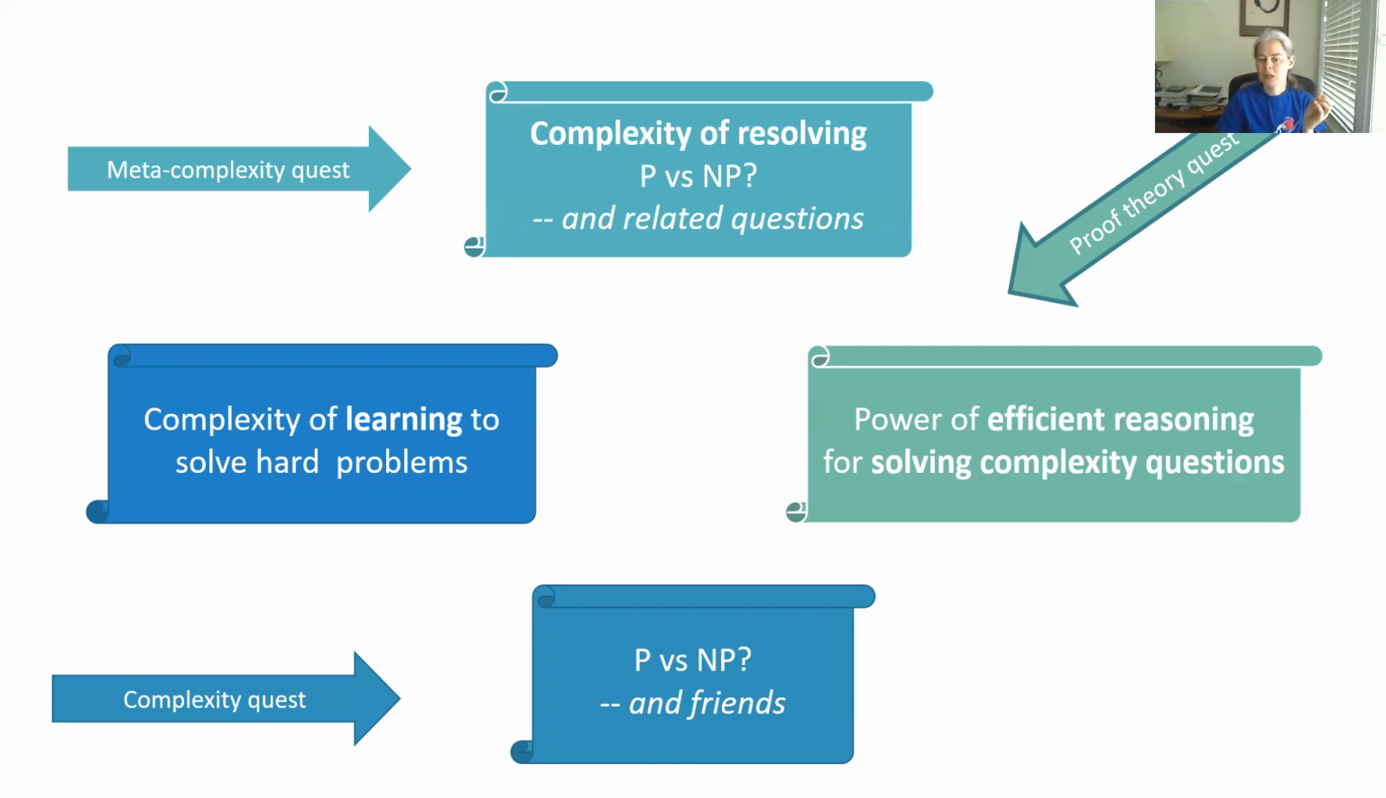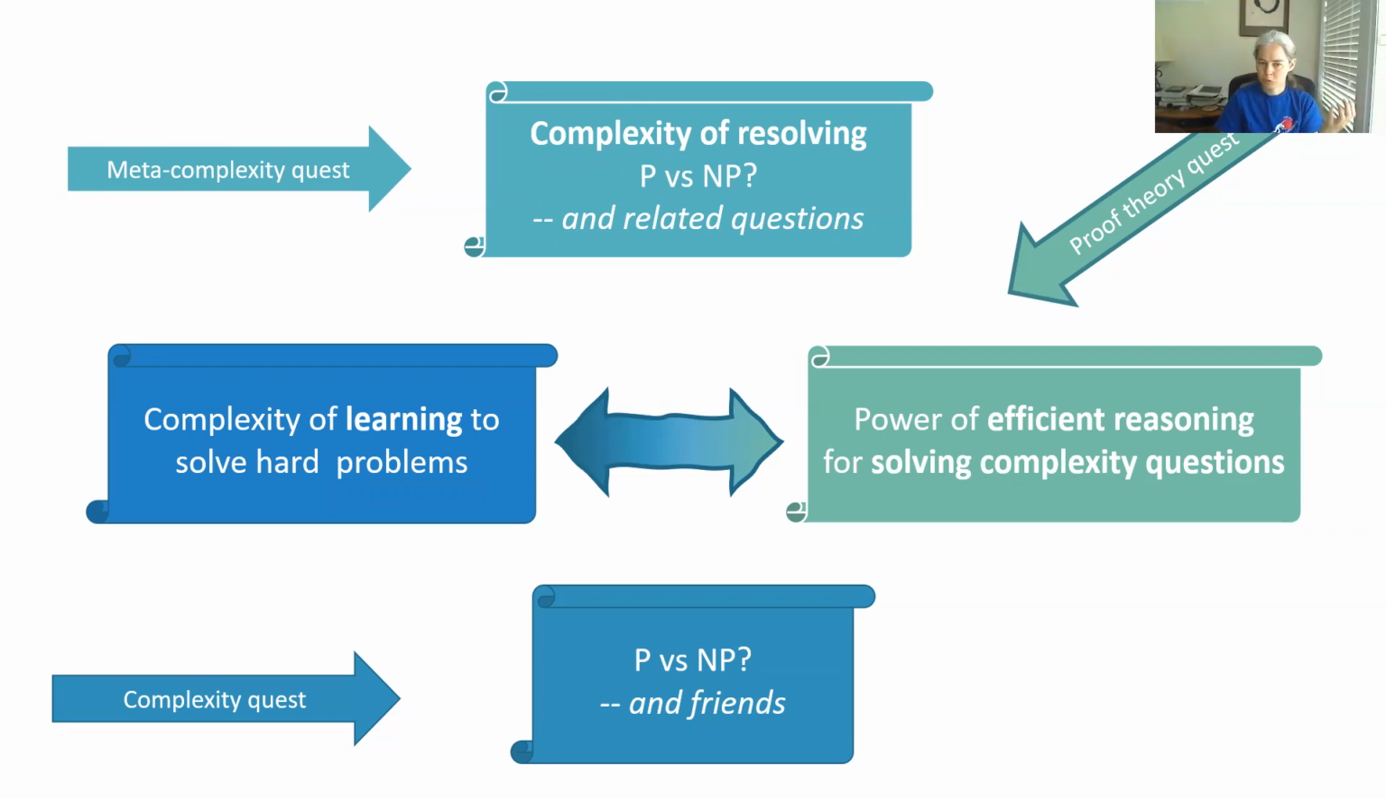So rather than asking how do we solve, for example, Boolean satisfiability, we could ask, what would it take to learn to solve Boolean satisfiability? And interestingly enough, there is a very nice interconnection between the complexity of learning to solve hard problems and the power of efficient reasoning. The power of reasoning tells you exactly what kind of learning you could do.